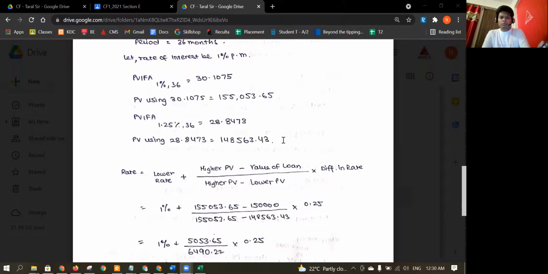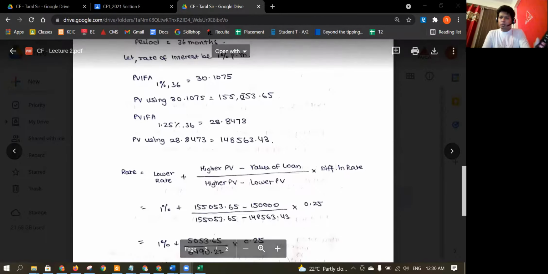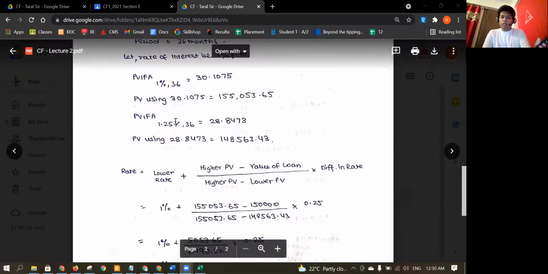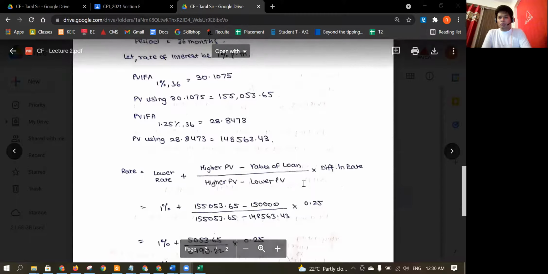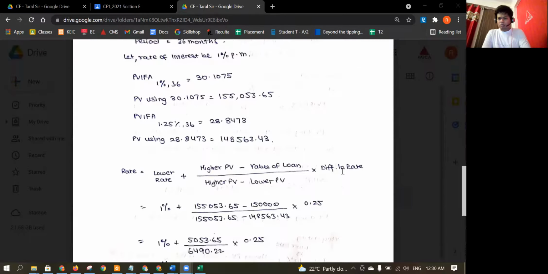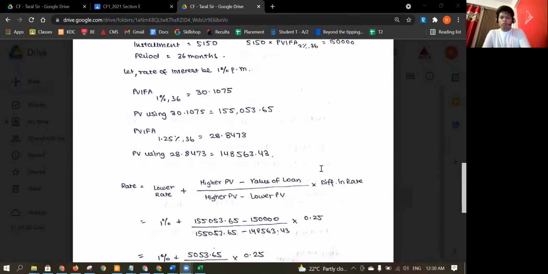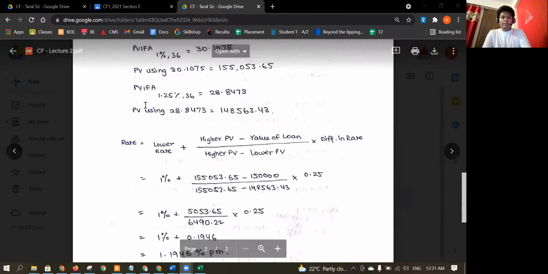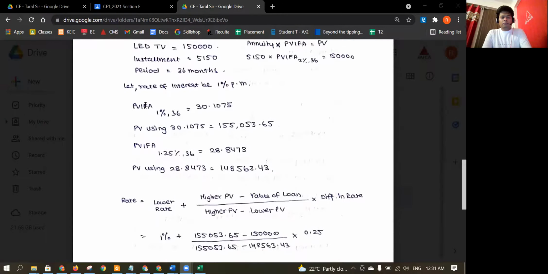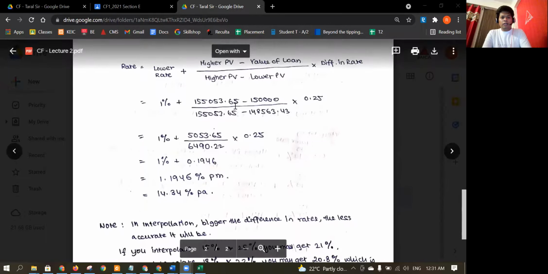36 months, and you get two present values. Take the lower rate. So here the lower rate was 1%. Higher PV will always be for the lower rate, so 1.25. So higher PV minus value of loan divided by higher PV minus lower PV into difference of rate. You'll have this formula open, so I don't think it will be a big issue. You just have to make sure that you know how to calculate this PVIFA, right? Yeah, so that's how you calculate it.